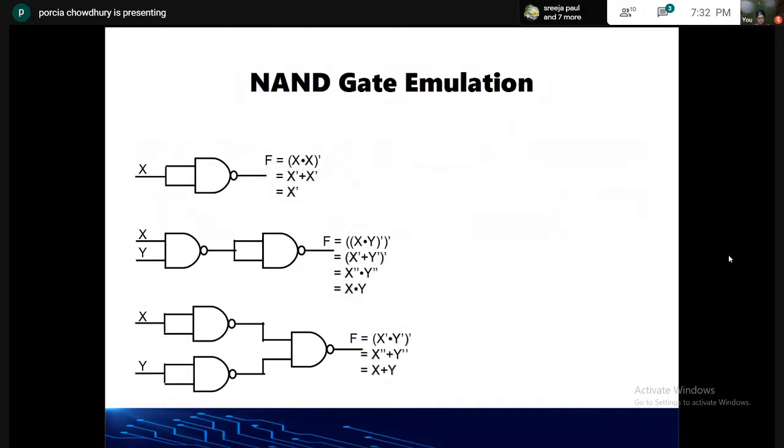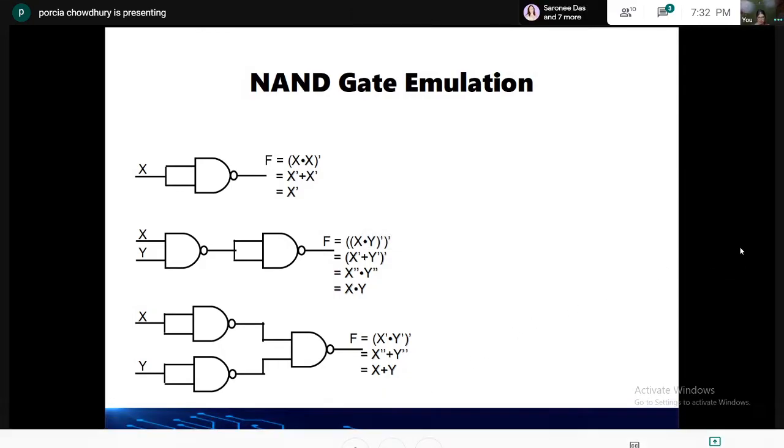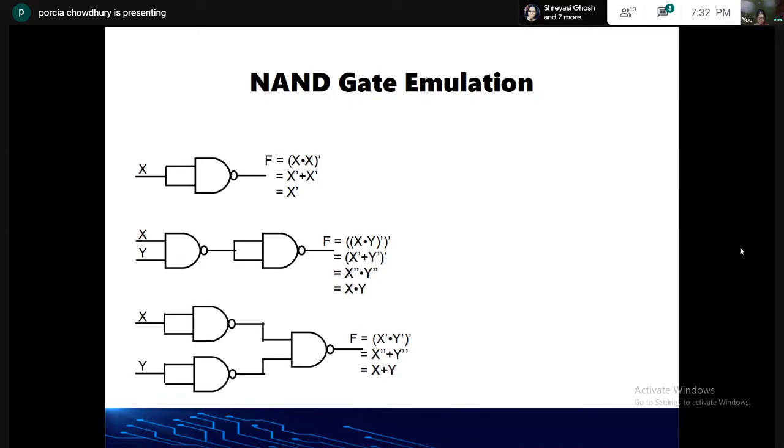Now what I have told you is that from the NAND gate and NOR gate we can implement any other basic gates, that is NOT, AND, and OR, and this is the diagram for these 3. So the first diagram is NAND to NOT, the second diagram is NAND to AND, and the third diagram is, yes.